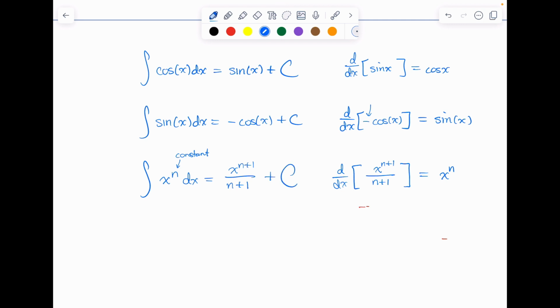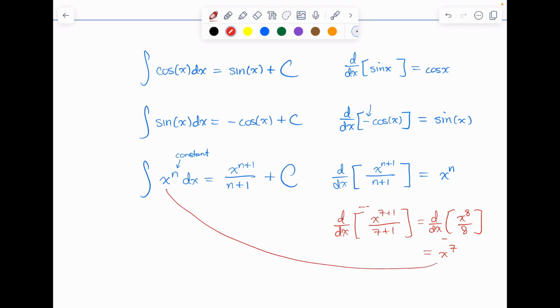And you can even test this out pretty easily. If you take the derivative of, say, x to the 7 plus 1 over 7 plus 1, that's just the derivative of x to the 8 over 8, and that's just x to the 7. Look at that, it matches perfectly with what we have there.